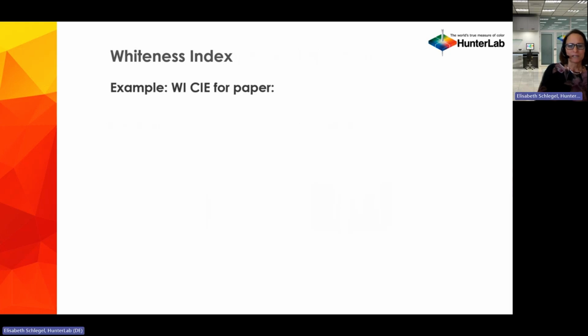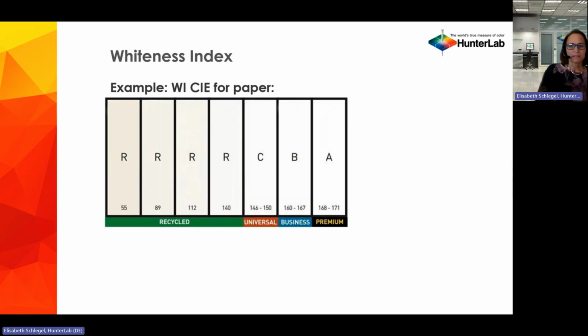If you look at it, for example, for white paper, it's very often used. And you can really compare here recycled paper to universal, business, or premium paper. Just a moment, I have to have my laser pointer back. Okay, so recycled, universal or business paper, and premium. There you get different values for the whiteness index. For example, here it's sufficient to have only 55 because it's quite yellowish, and then it goes up to 171 for premium white paper. Just to give you an example of the values for the whiteness index.